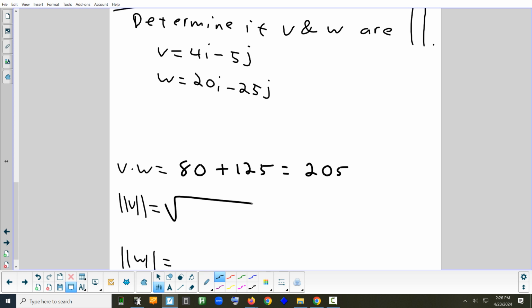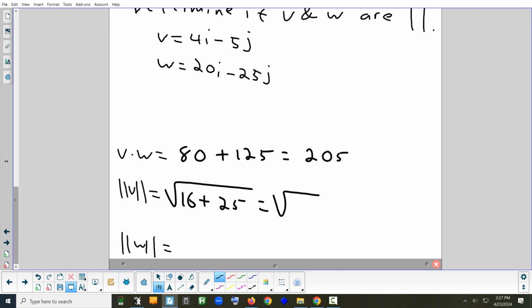What's 4 squared? 16. And 5 squared. 25. Okay, so what's the length or what's the magnitude of V? 41. Square root of 41.